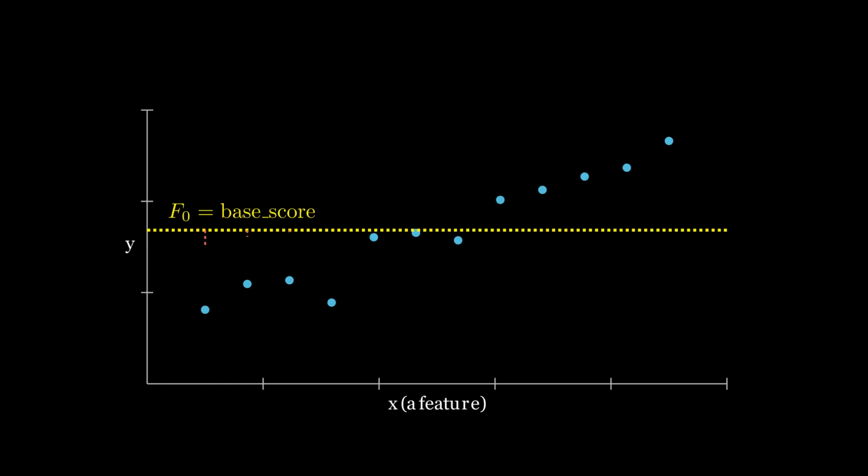So our function f starts life as a flat line, the same number for every input. It's obviously wrong for most points, and that's completely fine. That gap between the truth and this starting guess is exactly what the first tree is going to attack.